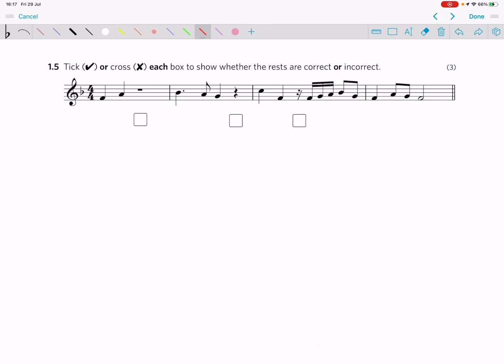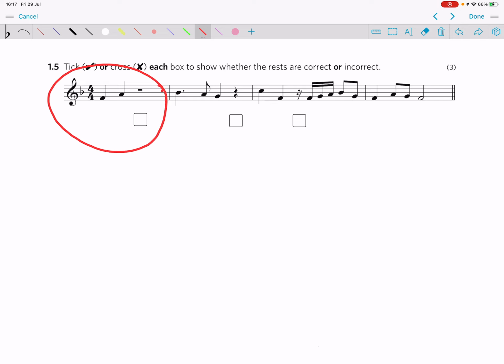This is ABRSM Grade 1 Theory, question 1.5. Tick or cross each box to show whether the rests are correct or incorrect. As you can see, you've got 3 boxes underneath 3 rests, and we have to decide whether they're correct. Let's have a look at this first one.